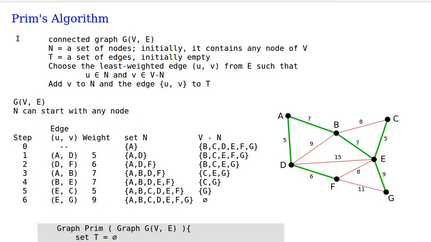In the previous video, we discussed Kruskal's algorithm, which uses a greedy approach to find a minimum cost spanning tree of an undirected connected graph. Here, we'll discuss another greedy algorithm called Prim's algorithm, which finds an MCST of a graph.